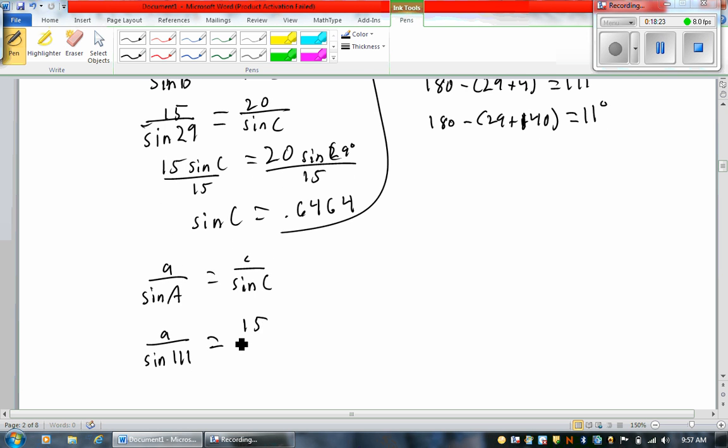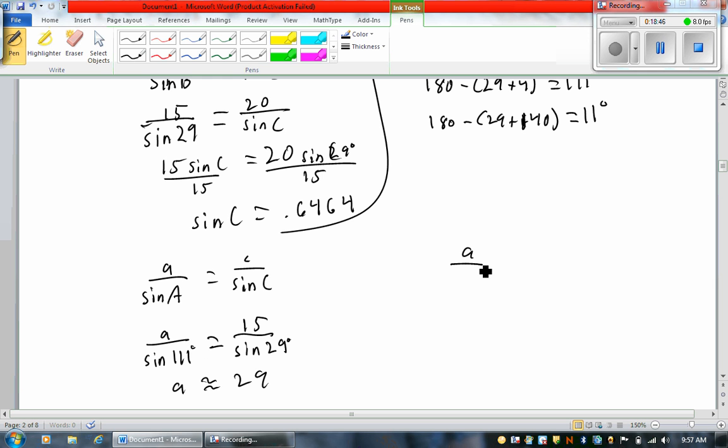c is 15. And the sine of 29, we're using the first case, remember? And when you do that out, with your cross multiply, you're going to get side a is approximately equal to 29. And remember, this 29 is a lot different than this 29 degrees.